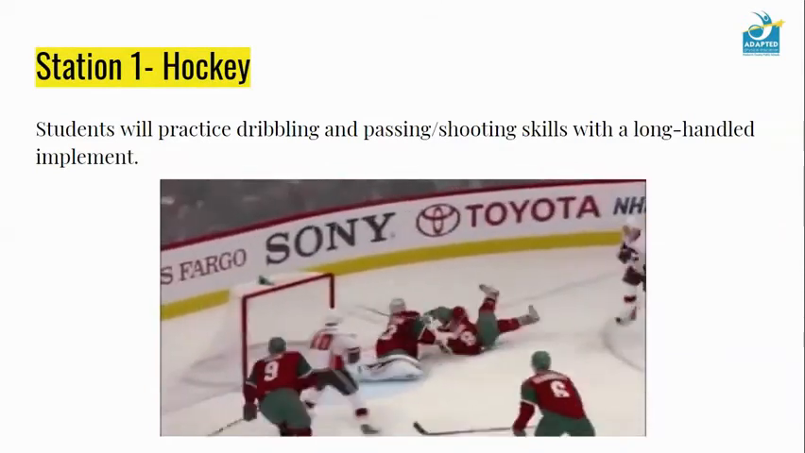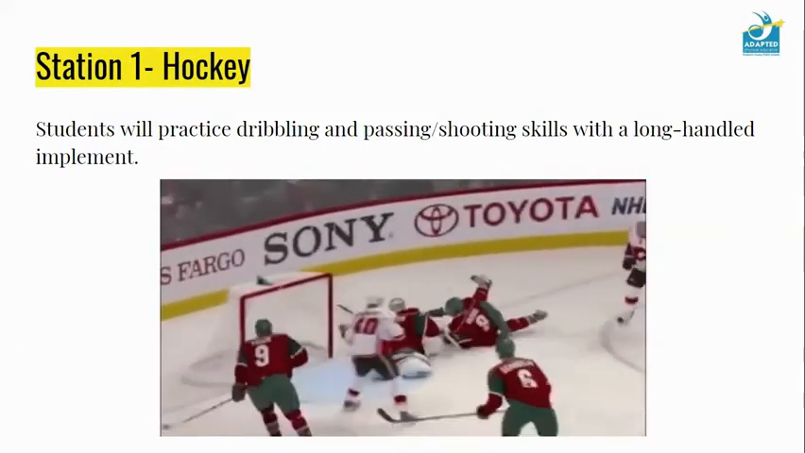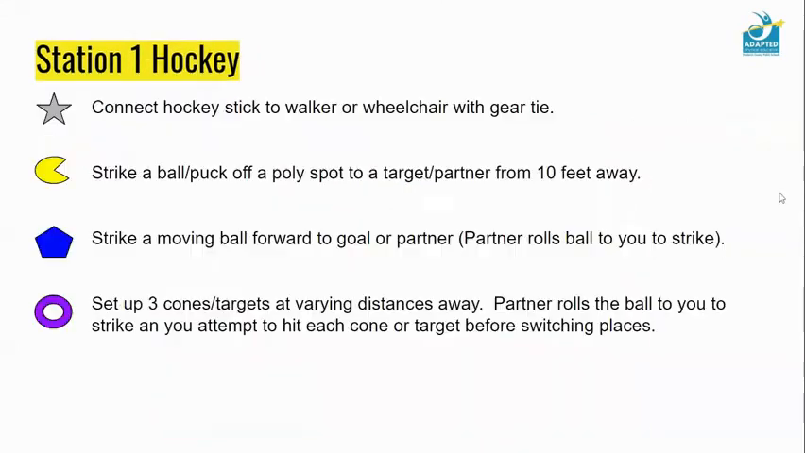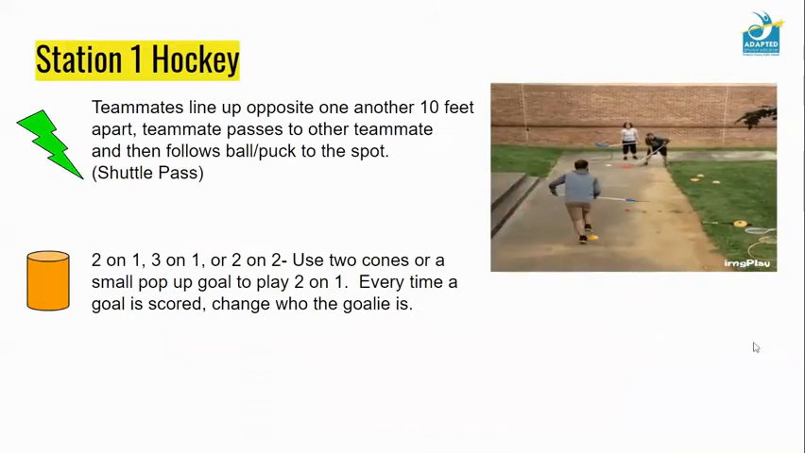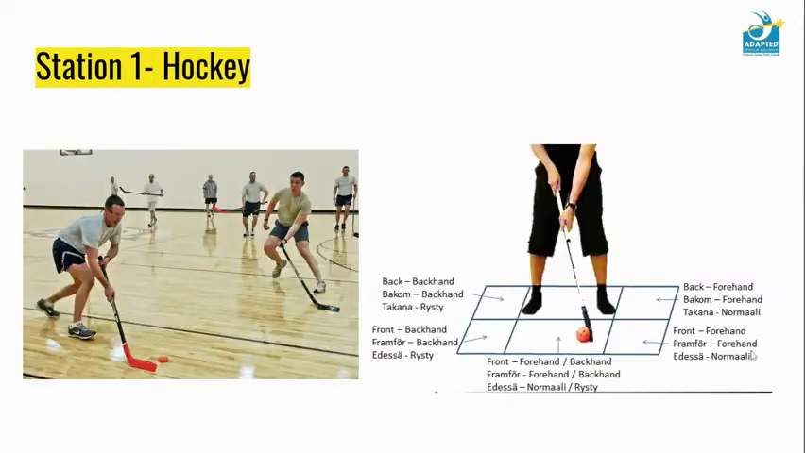We have still images that we can use. We also have these GIFs or videos that can be shown on a Chromebook or an iPad. Here are the different things they can do. Striking a ball or a puck off of a poly spot, moving it forward, shooting at a goal. Here's some more images, a couple more ideas of things to do for hockey.